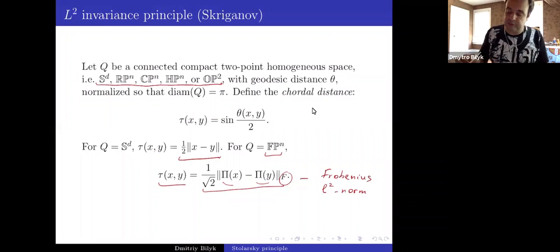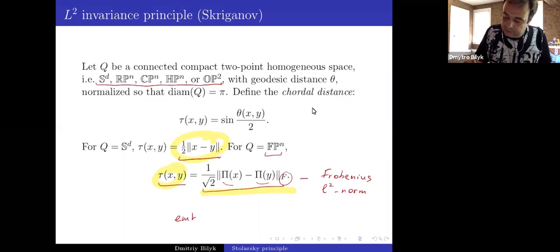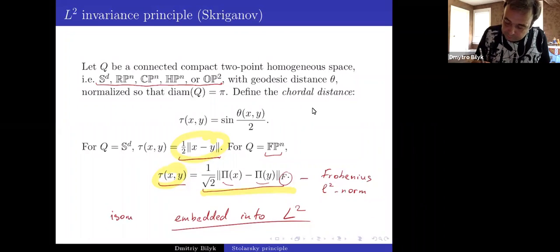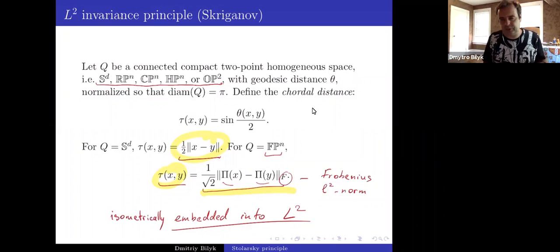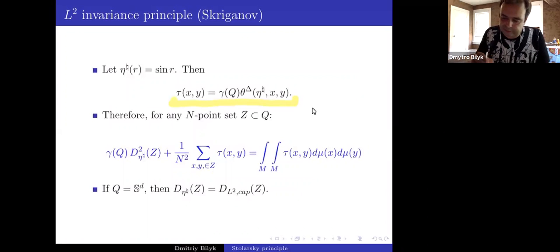which tells you that any of these spaces with the chordal distance is isometrically embedded into L2. For the spheres, it's obvious because it's just the Euclidean distance, and for projective spaces, it comes from this identity. Actually, the property of being isometrically embedded into L2 is strictly stronger than being isometrically embedded into L1. However, it happens that this distance tau can actually be represented as the symmetric difference metric, with a very specific weight.